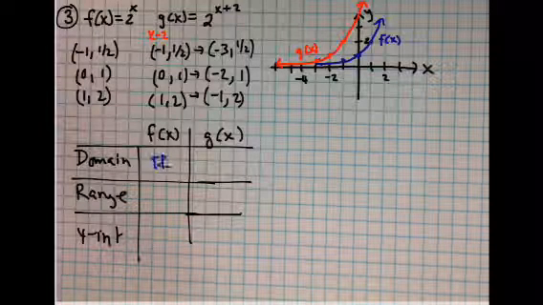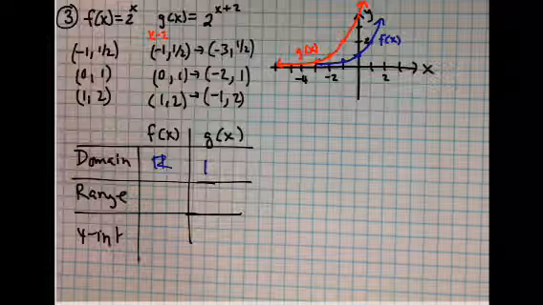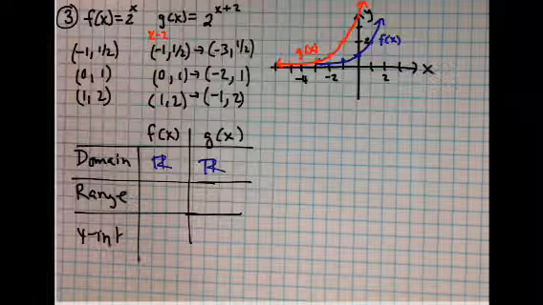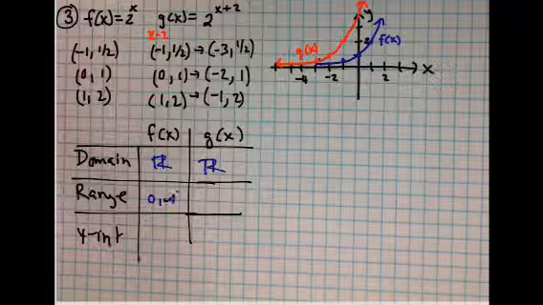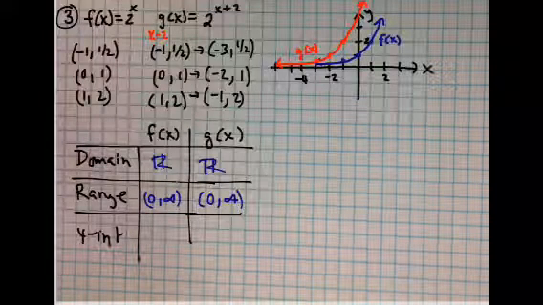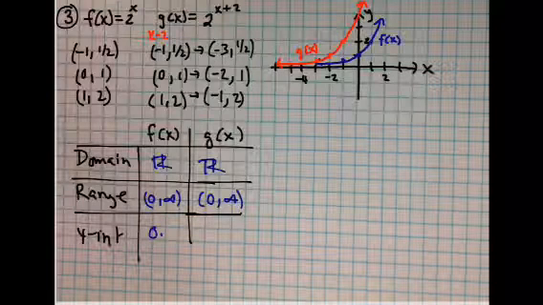Again, any exponential function has a domain of all real numbers. The range for both of them is from 0 to infinity. They're both graphed above the x-axis. And the y-intercept for the first one is 0, 1.